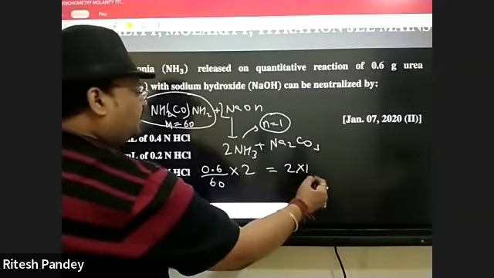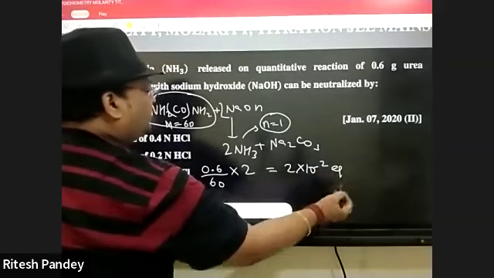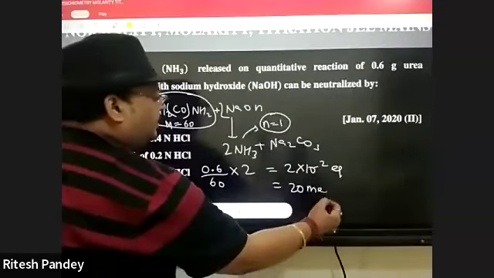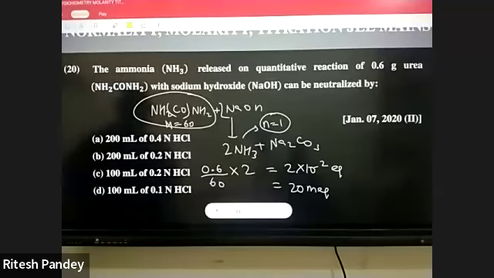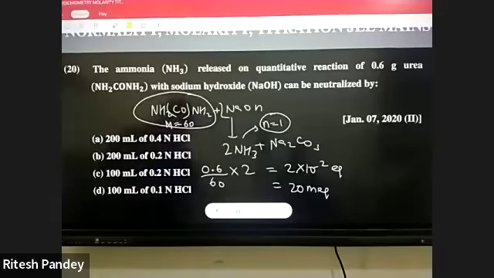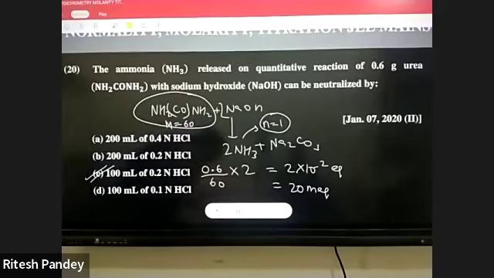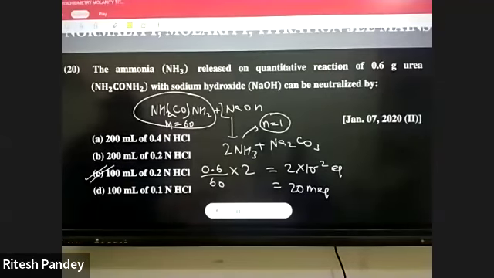2 into 10 to the power minus 2 is equal to 20 milliequivalent. 20 milliequivalent है ना? What's the common answer? Come on, tell me quickly. C. 20 milliequivalent is the right answer. We'll move on.